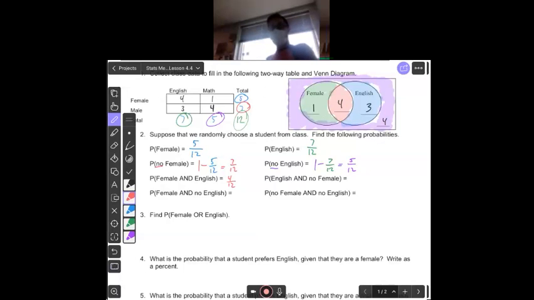And I know 4 out of 12 can be reduced, but I don't want to reduce that. I just want to keep everything with the same denominator so it's a little bit easier to compare. Normally I would say reduce that, but I just want to keep everything in 12s for right now.